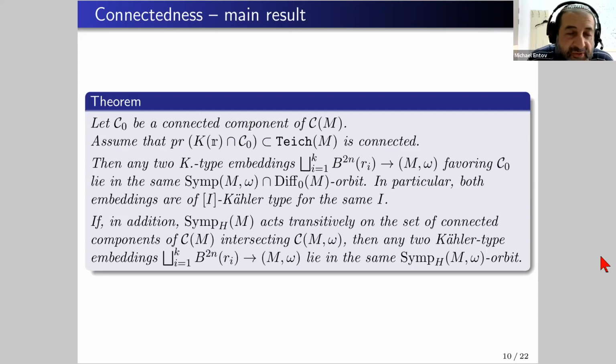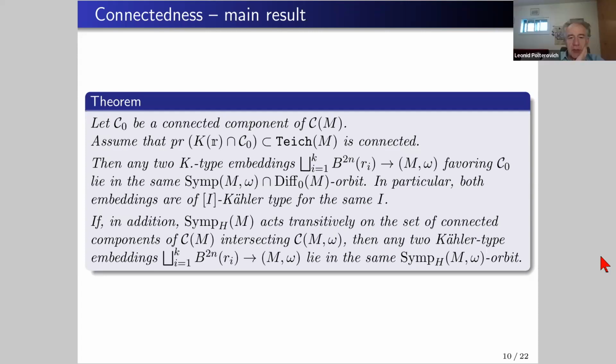Okay. So these are general results for manifolds of any dimension. So let me make a few remarks. Sorry, can you once again say, what does it mean that both embeddings are of I Kähler-type for the same I? It means that you can pick complex structures with respect to which these embeddings are holomorphic and such that these complex structures are compatible with my omega, so that both complex structures lie in the same Diff naught orbit. I didn't know it in advance.